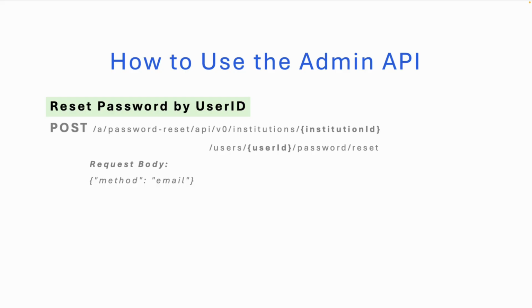The final step in this scenario is for the support agent to initialize the password reset process. To initialize the password reset flow, we'll send a POST request to the user password reset endpoint. In the request URL, we will provide both the institution ID and the user ID. We will also specify email as the password reset method in the request body. The email method will send the password reset instructions to the user's email address. If the request is successful, the response will simply be an empty JSON object. At this point, the support agent has successfully unlocked the user and helped the user recover access.